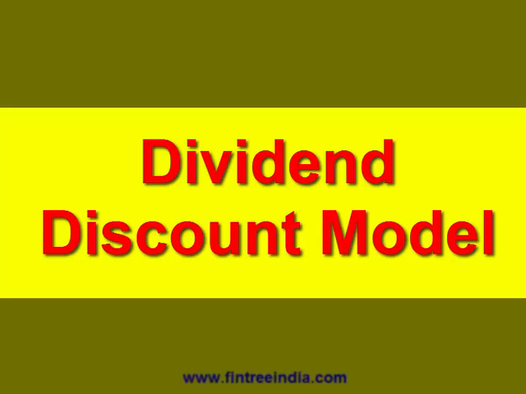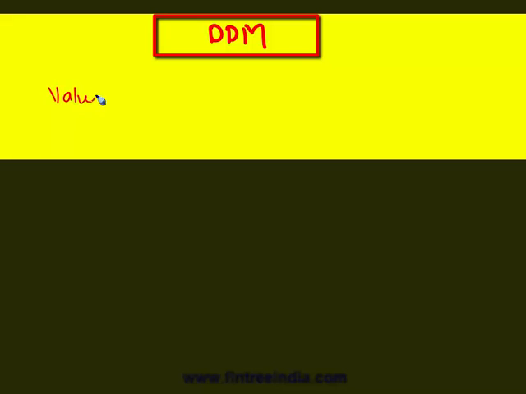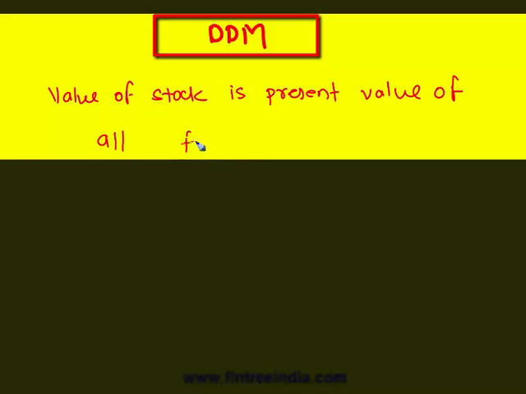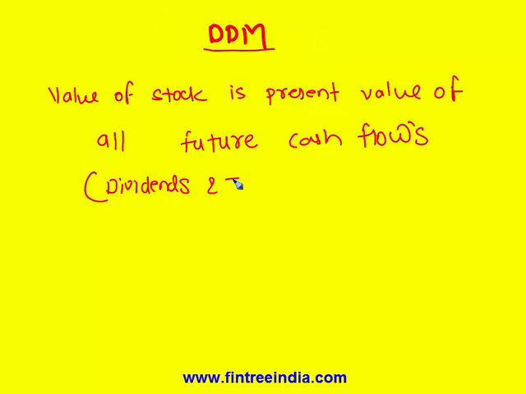Dividend discount model. Let's write down a sentence. Value of a stock is present value of all future cash flows. Now, since we are using dividend discount model, in bracket, the future cash flows would be dividends and terminal value, which means some year you will sell your stock, 5 years from now, 10 years from now. So whatever value you would get after selling your stock, we call that as terminal value.